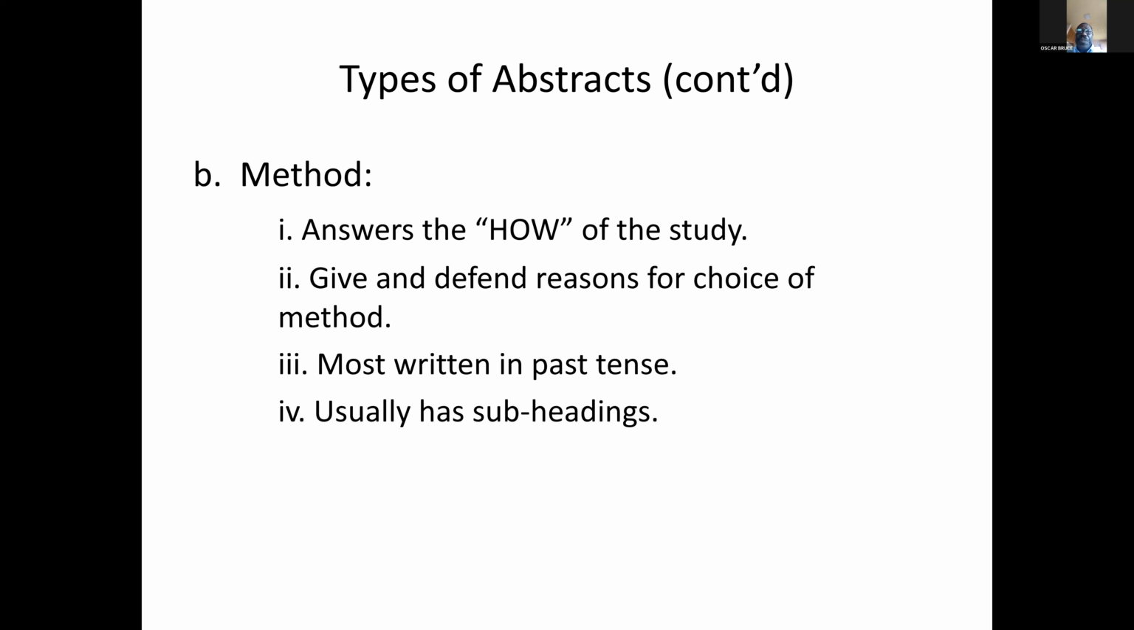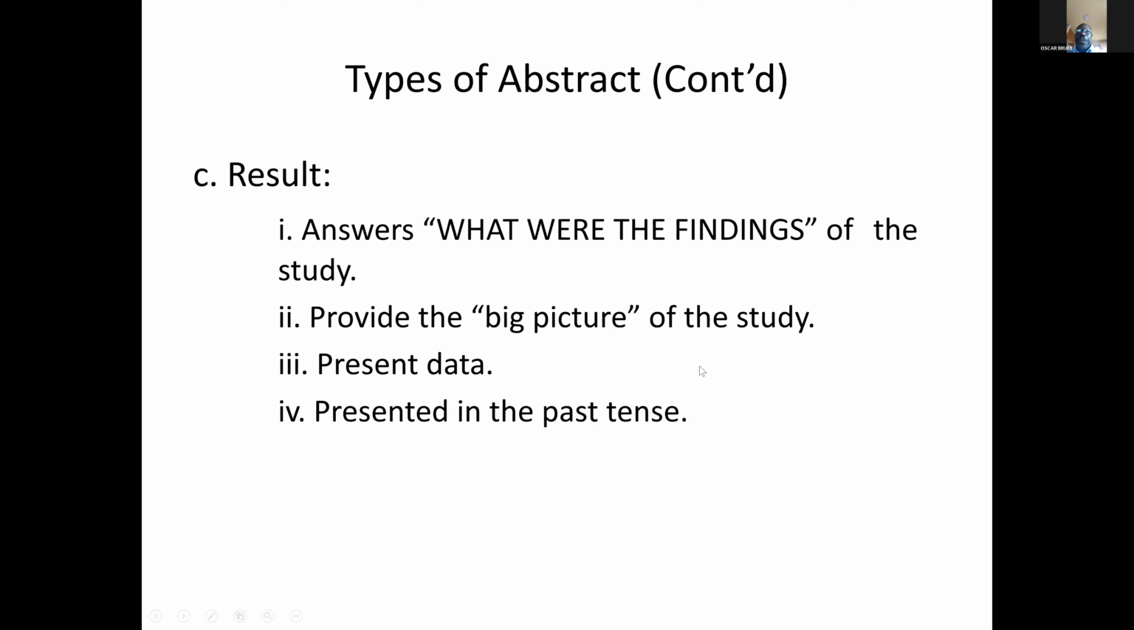Next, the method. The method answers the how of the study. The reasons for choice of methods are given and defended. And remember that it should be detailed enough to facilitate reproducibility. This usually has subheadings, since the method used may involve different activities, and it is mostly written in past tense. Next.